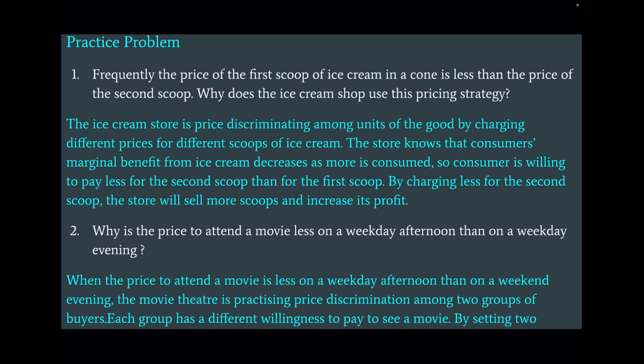The ice cream store is price discriminating among units of the good by charging different prices for different scoops of ice cream. The store knows that consumers' marginal benefit from ice cream decreases as more is consumed, so a consumer is willing to pay less for the second scoop than for the first scoop. By charging less for the second scoop, the store will sell more scoops and increase its profit.